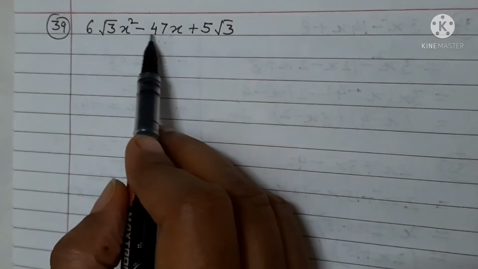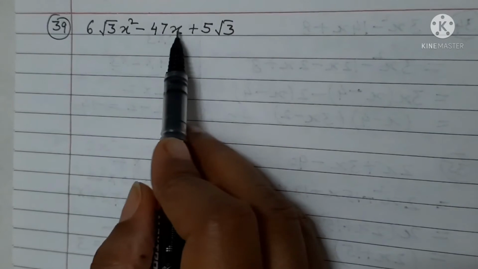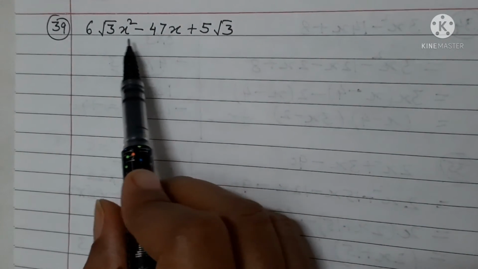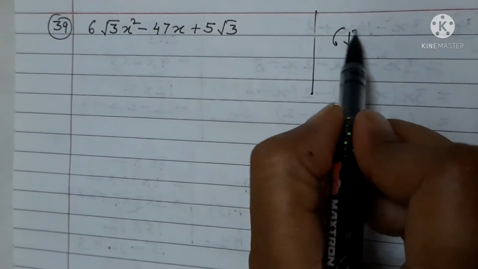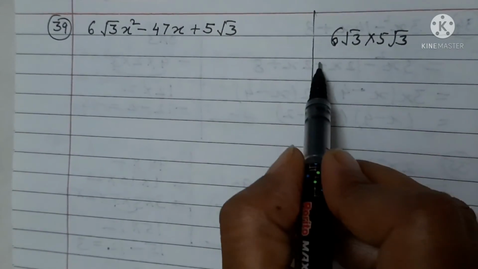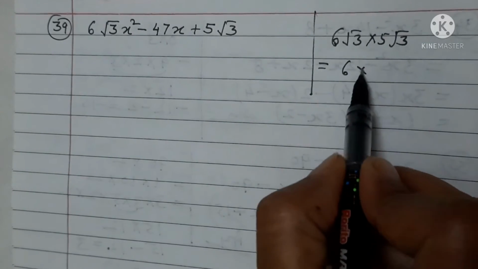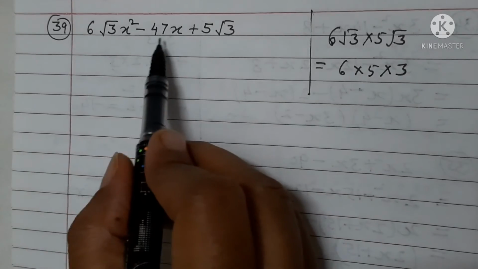6 root 3 x square minus 47x plus 5 root 3. So split the middle term minus 47x into two parts, so that the sum is minus 47 and the product will be 6 root 3 into 5 root 3. You will get 6 into 5 into 3. So here you need 47.